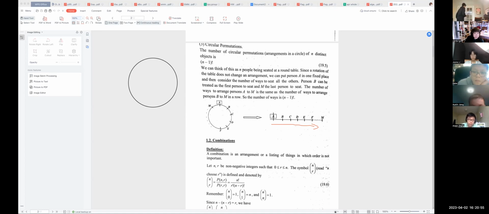The number of ways to arrange person A to M is the same as the number of ways to arrange person B to M as a row. So that's why the number of ways is n minus 1 factorial.